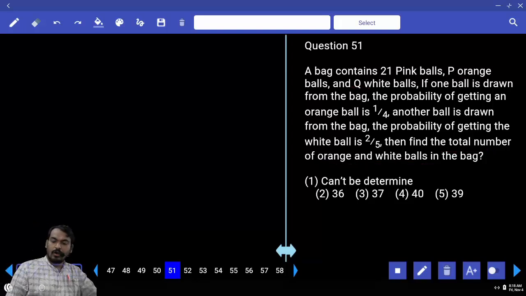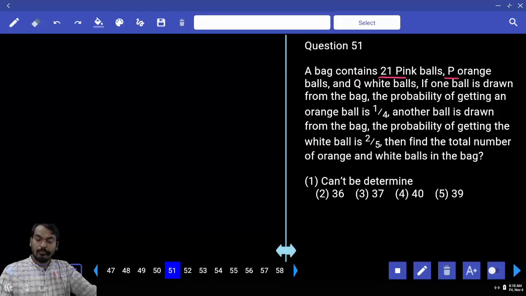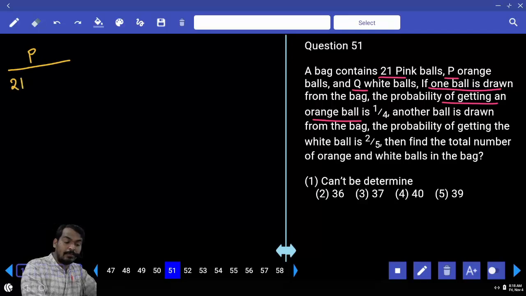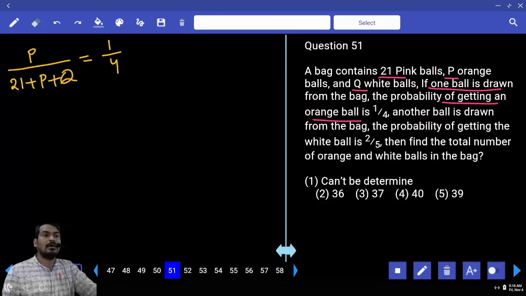Okay. First, how many pink balls are there? 21. How many orange? P. How many white? Q. Total how many balls? 21 plus P plus Q or not? Out of this one, we have taken 1 ball or not? 1 ball is drawn from the bag, that is orange ball or not? Okay. How many orange? P by 21 plus P plus Q, that is equal to how much? 1/4 or not? Yes or no?